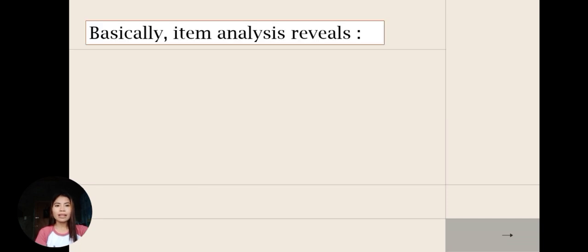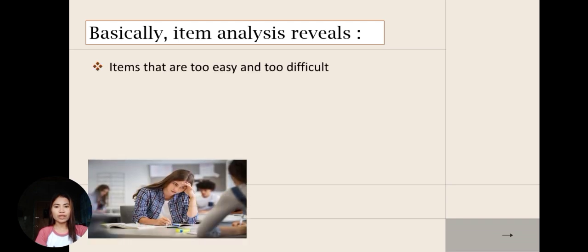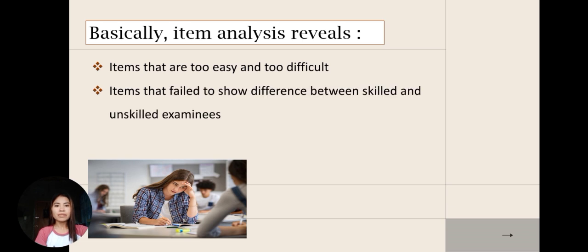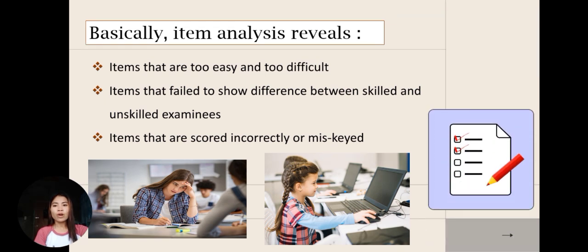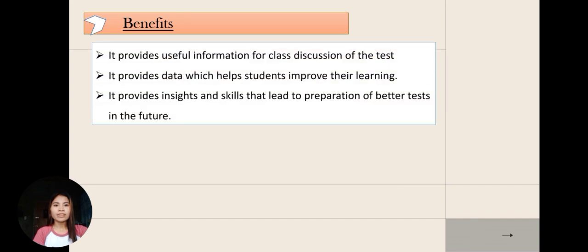Basically, item analysis reveals, first, items that are too easy and too difficult. Second, items that failed to show difference between skilled and unskilled examinees, or how well they discriminated between high and low scorers on the test. Lastly, items that are scored incorrectly or misgraded, rather, whether all of the alternatives functioned as intended, or the distractor analysis. The benefits of item analysis: first, it provides useful information for class discussion of the test.